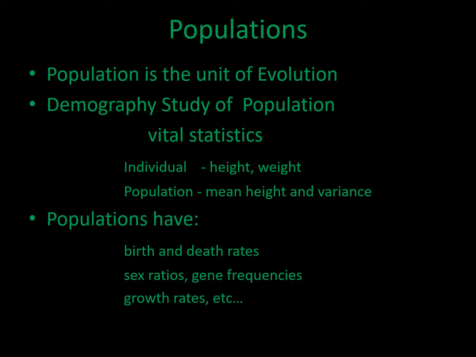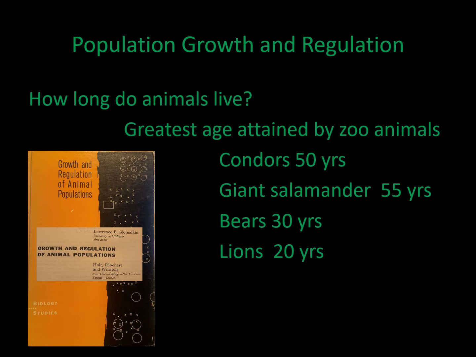So we've talked about populations as the unit of evolution. And now we're going to talk about the demography of populations, where we study their vital statistics. For example, an individual might have a height or a weight. For a population, you might have a mean and variance, like a mean height or a mean weight and a variance around that. And so when we think about populations, we have birth rates and death rates, sex ratios, gene frequencies, growth rates, various kinds of statistical attributes of the population in general, not just the individual. And that's exactly what we're going to do when we get into talking about populations.